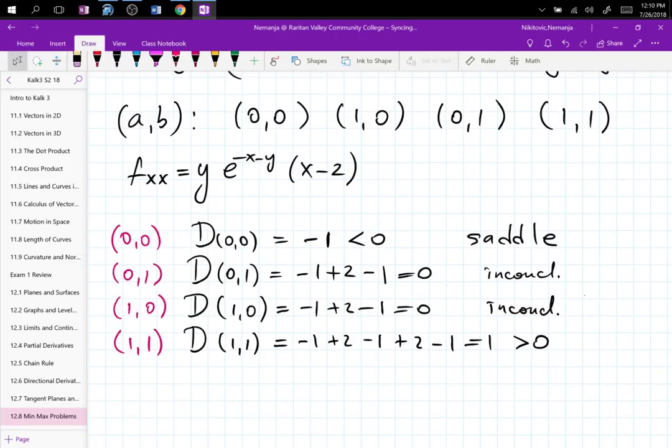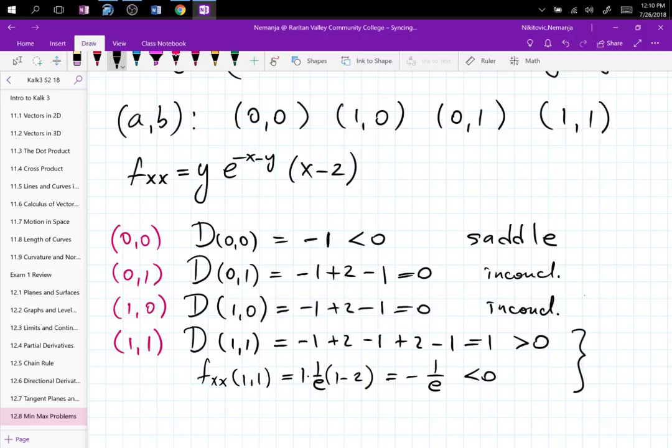Okay, so now we have D larger than 0, which immediately prompts us to compute fxx at (1, 1). So fxx computed at (1, 1) is going to be 1 times the positive e, we don't care, times 1 minus 2. So that's going to be negative 1. Well, it's going to be negative 1 times 1 over e. So negative 1 over e. So it works out to be negative 1 over e. That's less than 0. So this is what? Very good.